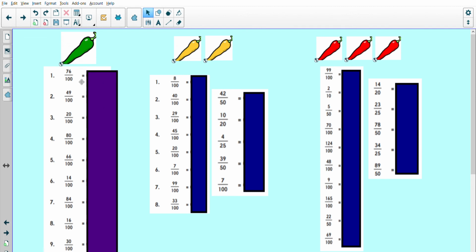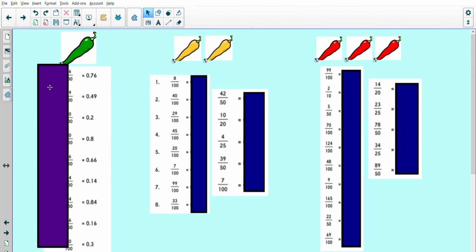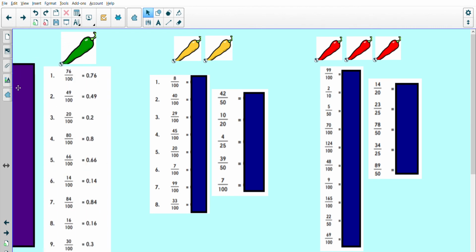So for the green chilies, these are all out of 100. You didn't actually need to do any converting. You just needed to change the fraction to a decimal directly. So 76 out of 100 is 0.76. 49 out of 100 is 0.49. We're using the same digits because we can use the hundreds already. For a yellow chili, we're going to use some hundreds which are slightly easier, and these ones where you actually need to change them, either multiply or divide, so that we can work with these numbers.